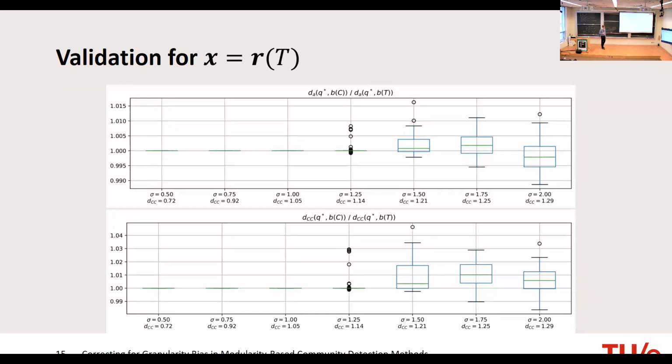This experiment was done for 1,000 vertices and I think 50 equally sized communities. What is the y-axis? The y-axis is this ratio over here between these two things that we claim to be the same at that point.